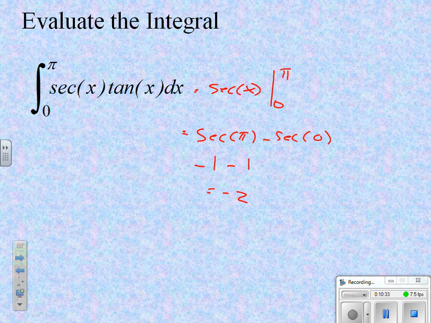Secant tangent isn't a continuous function on that interval. Secant tangent has vertical asymptotes at pi over 2. You cannot integrate across a vertical asymptote.